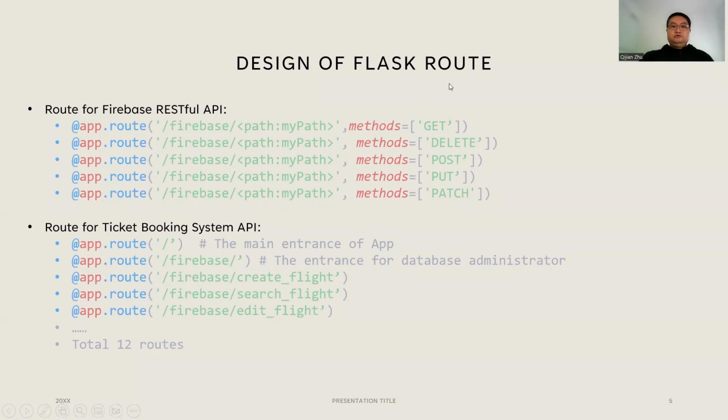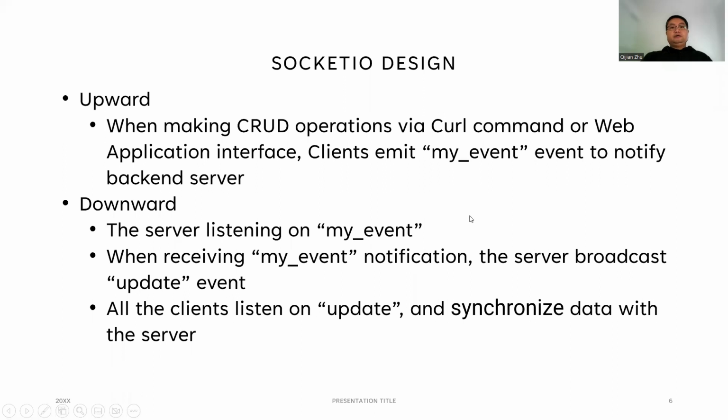There are two parts of the Flask routes. The first part is the routes for the Firebase RESTful API, including the routes for the get, delete, post, put, and patch methods. Another group of routes is for the ticket booking application system. Here's the main entrance of the app, and this is the entrance for the database administrator to explore all the collections in the database. And we also have defined the routes for create flight, search flight, and edit flight, etc. Total 12 routes.